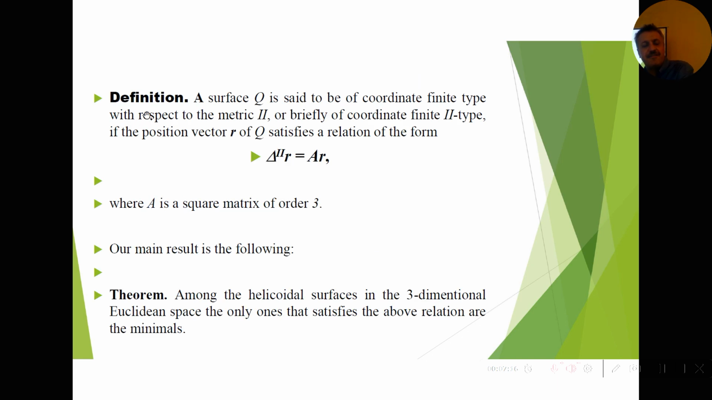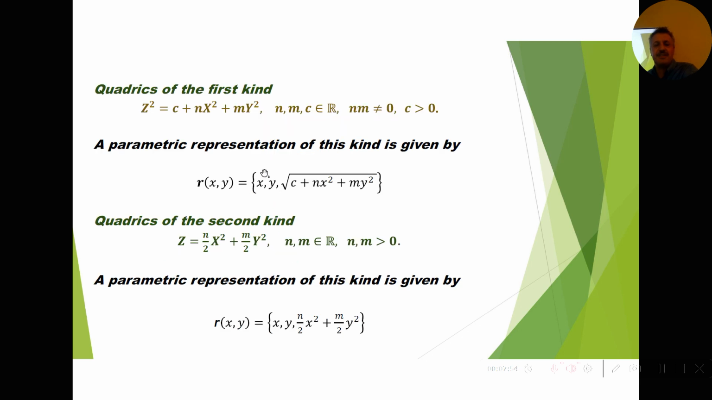Now we have this definition: a surface Q is said to be of coordinate finite type with respect to the second fundamental form if the position vector R of Q satisfies a relation of this form, where A is a square matrix of order 3. Now, our main result is the following theorem for quadric surfaces: the only ones that satisfy the above relation are the minimal surfaces and the spheres.